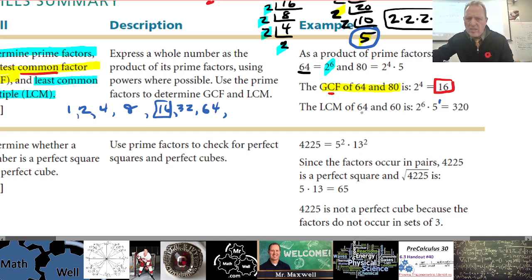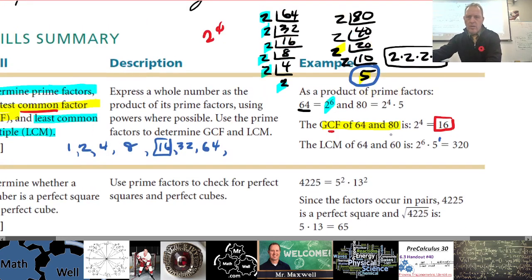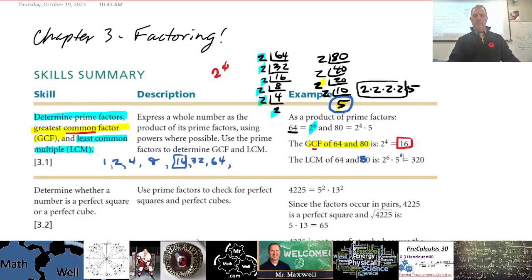Oh, wait a minute. Is this 64 and 60? Is this a typo? 64 and 60, 64 and 80. That should be 80. I think that's just a typo, right? Because I think they're dealing with the same. Yeah, it must be just a typo. Okay, no problem. We figured that out. Yeah, I assumed that was 80.